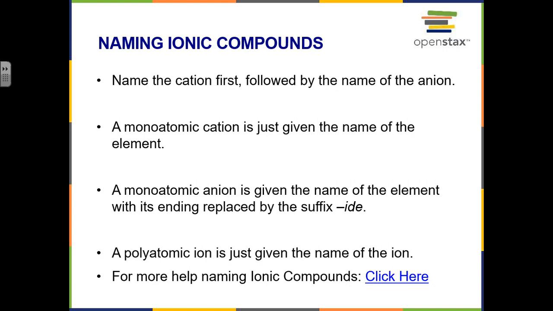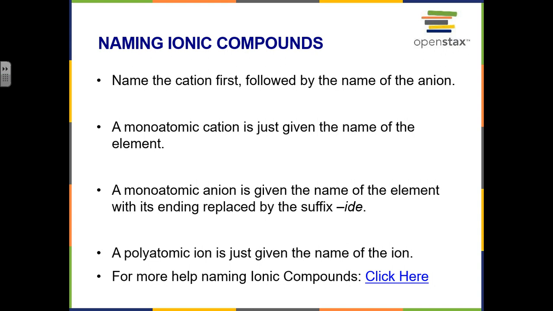Now, a monoatomic cation is just given the name of the element. So in the case where we were talking about calcium ion, magnesium ion, sodium ion, those are the cations, and they're usually written on the left side of the chemical formula. Those are given just your standard names. On the right-hand side, if you have an anion, especially a monoatomic ion, you affix the suffix IDE. That's where you get the names chloride or fluoride or bromide. Those names get adjusted by using the IDE suffix.